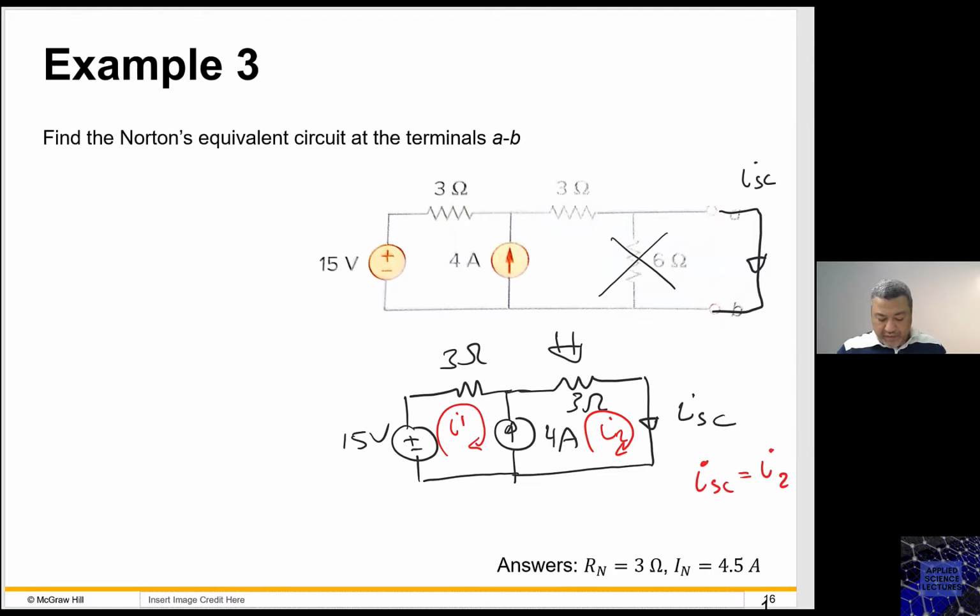So if I am to apply the mesh equation at I1, what do I get? Now this is a supermesh, right? So I need to write the supermesh. It's going to be one supermesh. So supermesh, remember in this case, you can eliminate this current source and you can go this way.